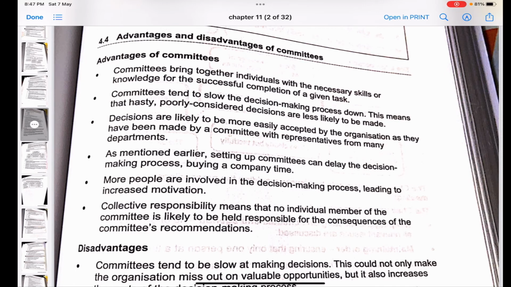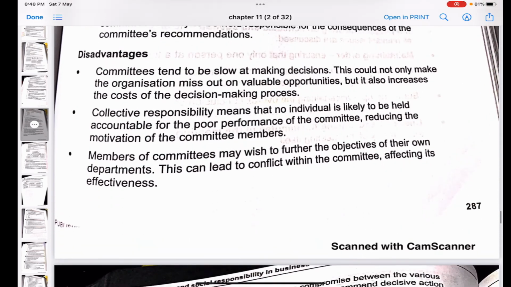Advantages and disadvantages of committees. So what are the advantages? Committees bring together individuals with necessary skills. Committees tend to slow the decision making process so we can take more informed decisions. Decisions are likely to be more easily accepted by the organization as they have made a committee with representatives of all the departments. Setting up a committee can delay the decision making process, so it buys the company time. More people are involved in the decision making process, leading to increased motivation. Collective responsibility means that no individual is held accountable, so the whole committee is held accountable.